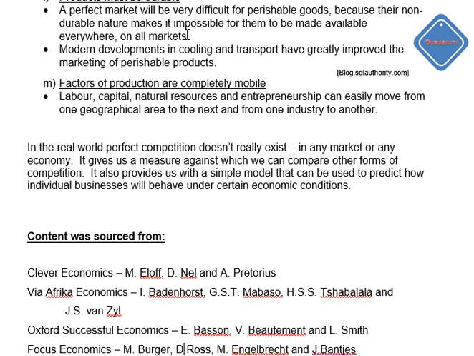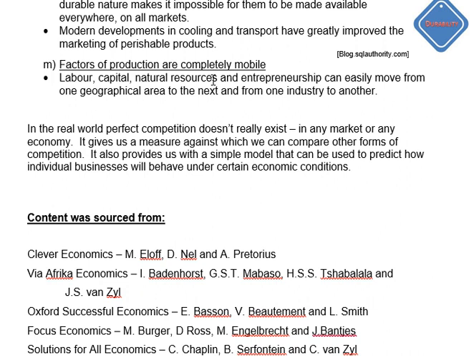The last characteristic is that factors of production are completely mobile. This means that labor, capital, natural resources, and entrepreneurship, we can move them where we need them to be. So we can move them from one geographical area to the next. If there's a shortage of labor in the northwest, we can literally group up some laborers and simply move them to the northwest.